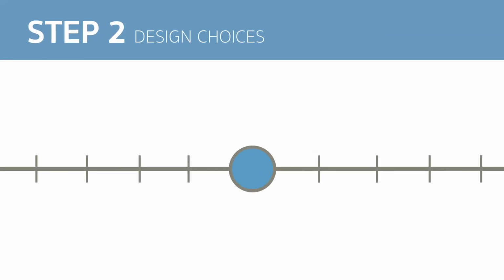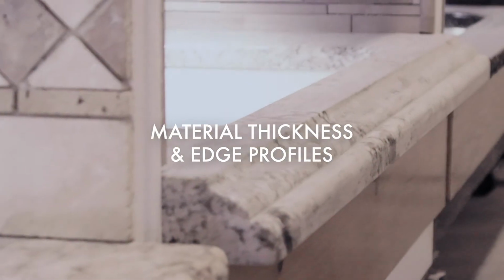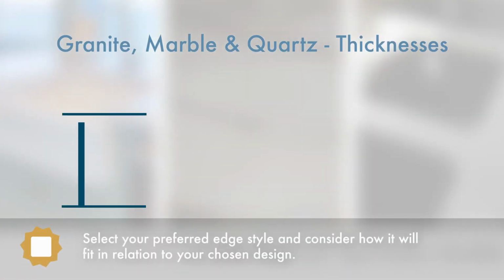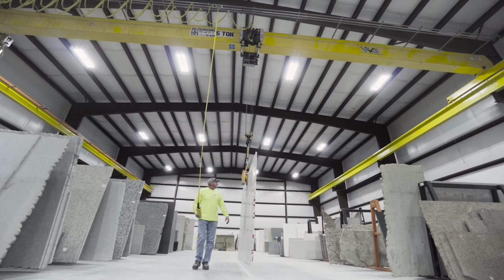Step 2. Design choices. Material thickness and edge profiles. Granite, marble, and quartz typically come in two thicknesses: 2 centimeters, which is 3/4 of an inch, or 3 centimeters, the equivalent of 1 3/16 of an inch. The 3 centimeter thickness is the most popular and usually most cost-effective. Valley View Granite regularly stocks material this size.